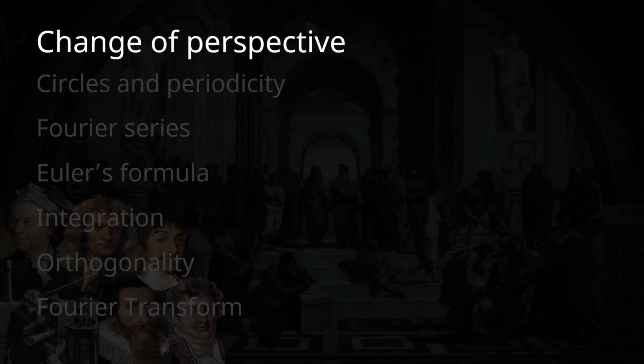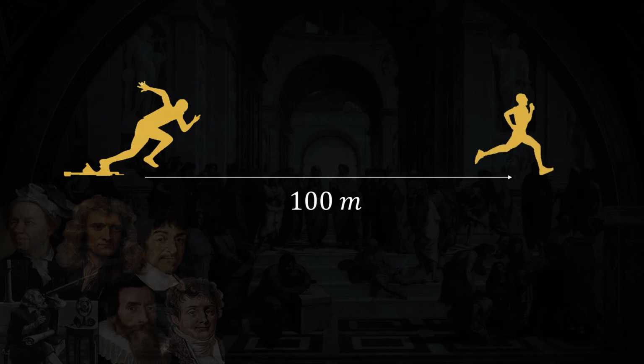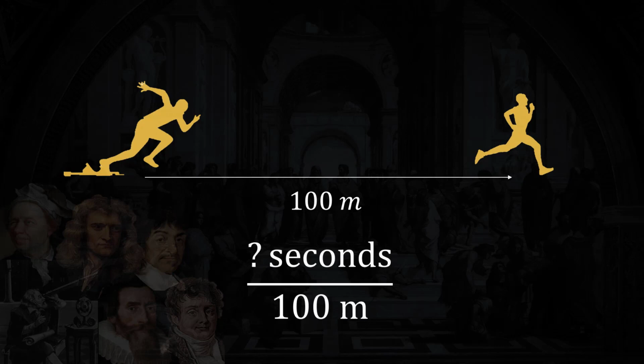Change of perspective. I would like to take a simple example, a 100-meter sprint race. We ask how fast the sprinters run. What we are interested in knowing is how many seconds sprinters take to finish running 100 meters. So we're interested in knowing time with respect to distance.